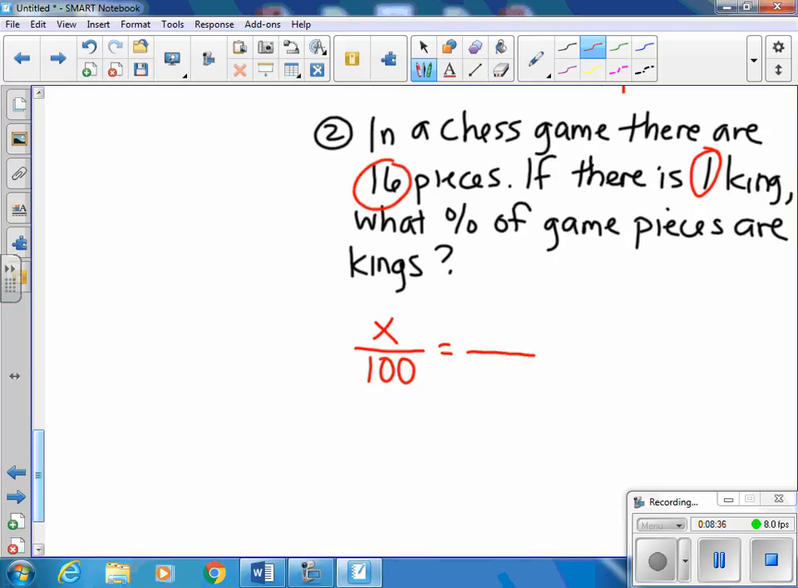Does it tell you the total number of pieces in the game? Yes, 16 is the total, which means 16 has to go in the of spot. And then what part of those 16 pieces are kings? That's where the 1 comes in. So that word in front of it did help out a little bit, but if it's not there, you need to think about it differently.